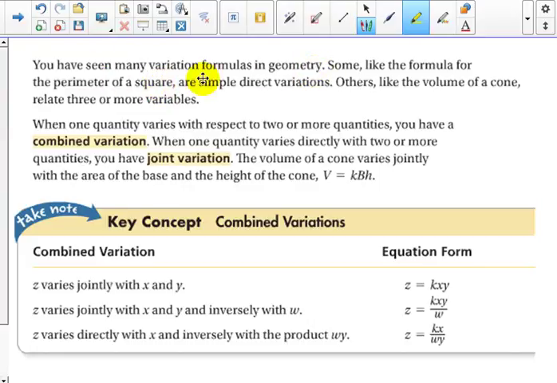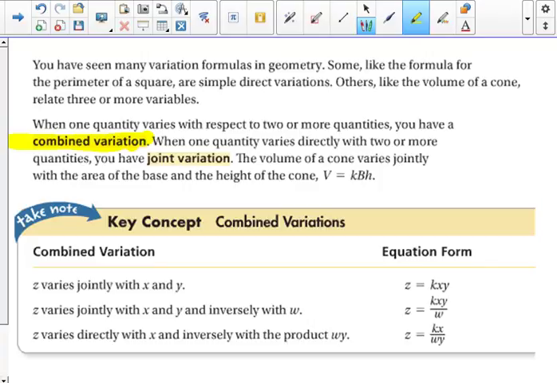All right, so it says you've seen many variation formulas in geometry. Some, like the formula for the perimeter of a square, are simple direct variations. Others, like the volume of a cone, relate 3 or more variables. 3 dimensions, 3 variables, right? Length, width, depth. When one quantity varies with respect to 2 or more quantities, you have a combined variation.